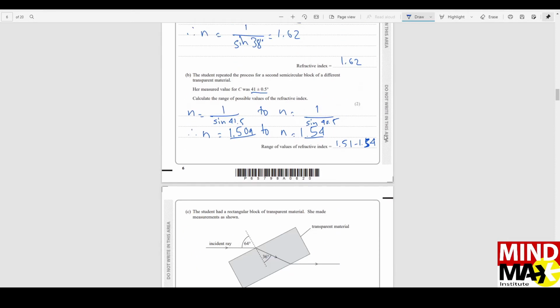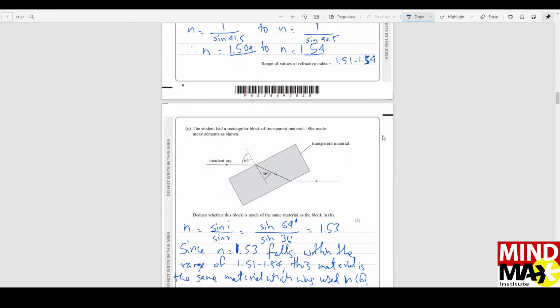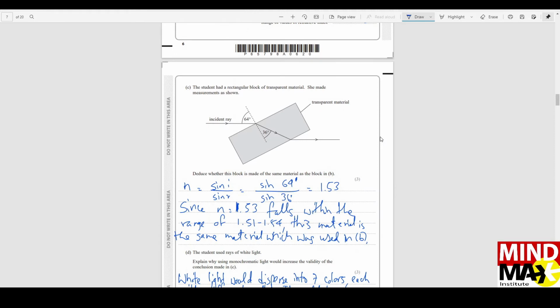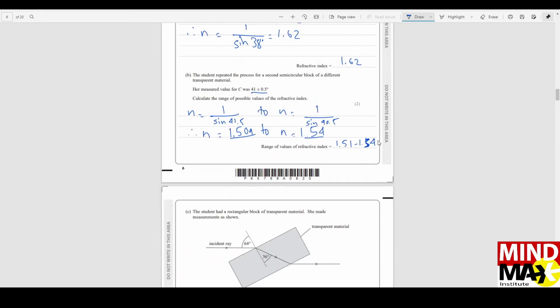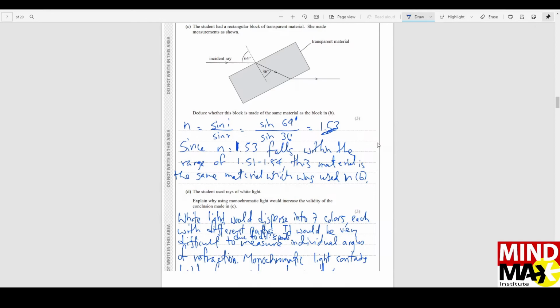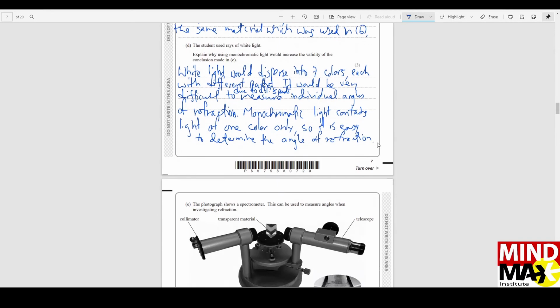Then this one: deduce whether this block is made from the same material as in block B. So block B's refractive index was between 1.51 and 1.54. We have to find the refractive index of this one and see if it falls within this range. As you can see, we used sin i by sin r, and it came to 1.53. That falls within this range, 1.51 up to 1.54. That means this and this are made from the same transparent material.